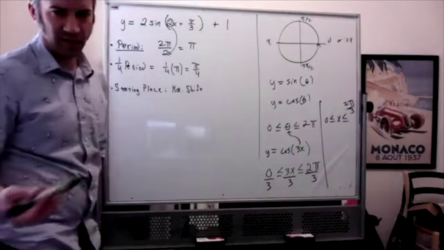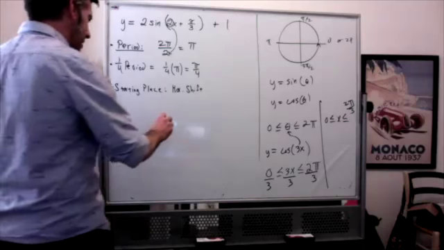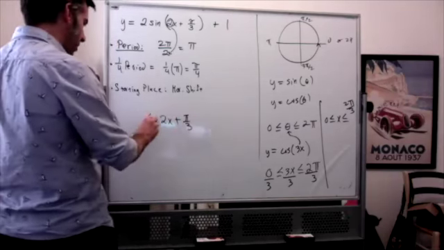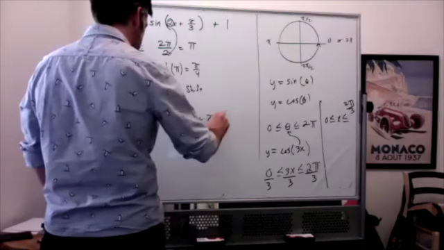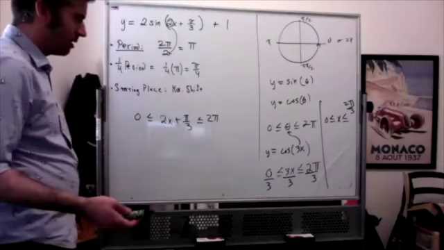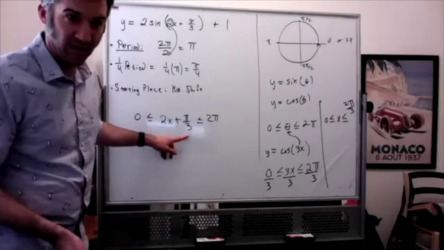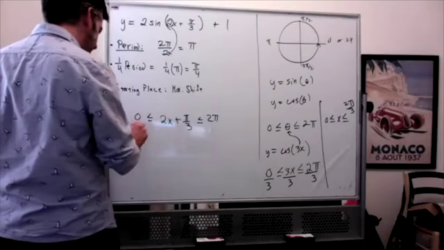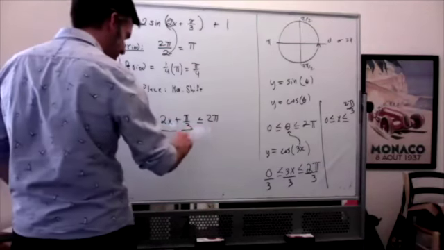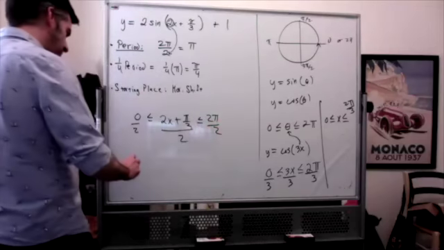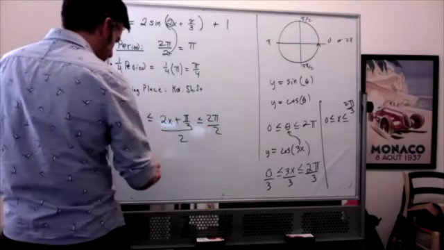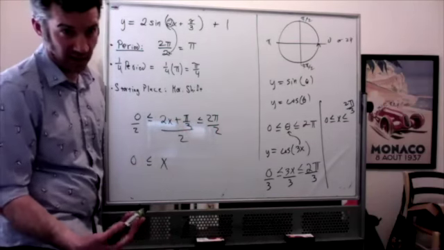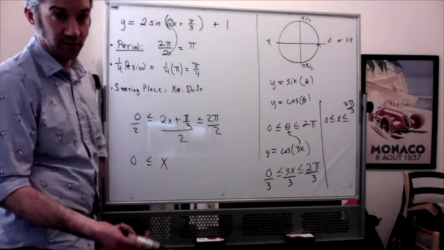And I can show you a little bit more work here. I need 2x plus pi over 3 to go from 0 to 2 pi. Well, I don't really want to deal with the pi over 3, so I'm just going to divide everything by 2, the coefficient of x. 0 divided by 2 is 0. 2x divided by 2 is x. Pi over 3 divided by 2, I don't really care, but I will tell you it's 1/2 times pi over 3, which is pi over 6.